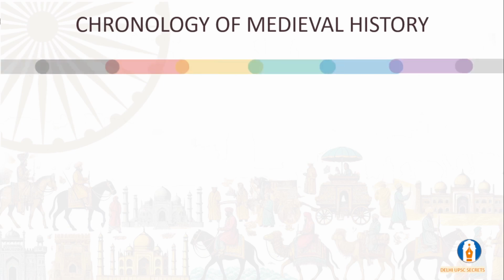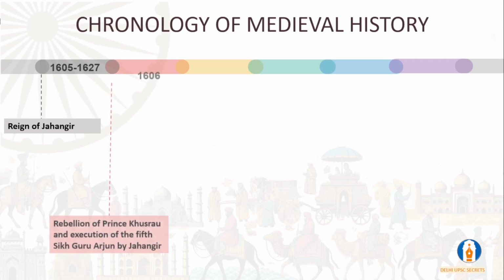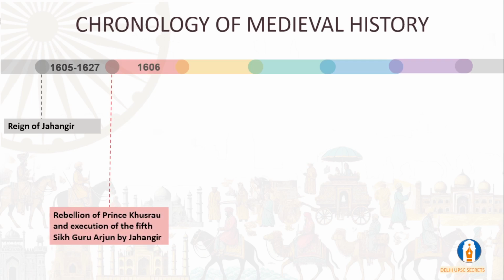And there were again changes happening in northern India. 1605 to 1627 is the reign of Jahangir. So next to Jahangir, we have Shah Jahan and many more kings in the Mughal Empire. 1606, the rebellion of Prince Khusro happens and the execution of the fifth Sikh Guru, Arjan Dev, happens by Jahangir. So there was a huge lot of rivalry between Mughals and Sikhs.